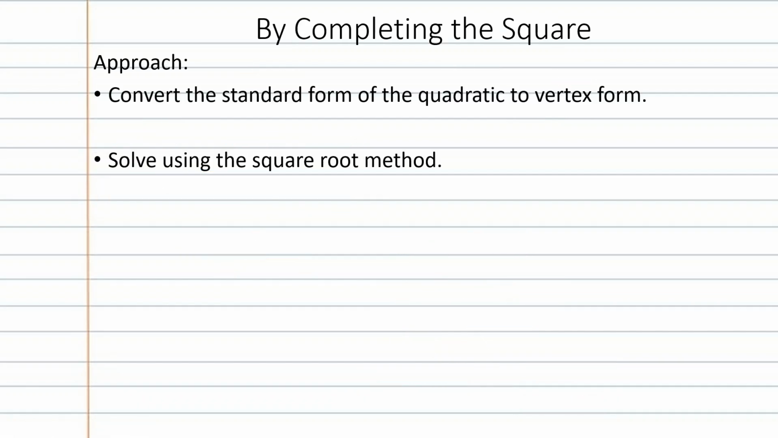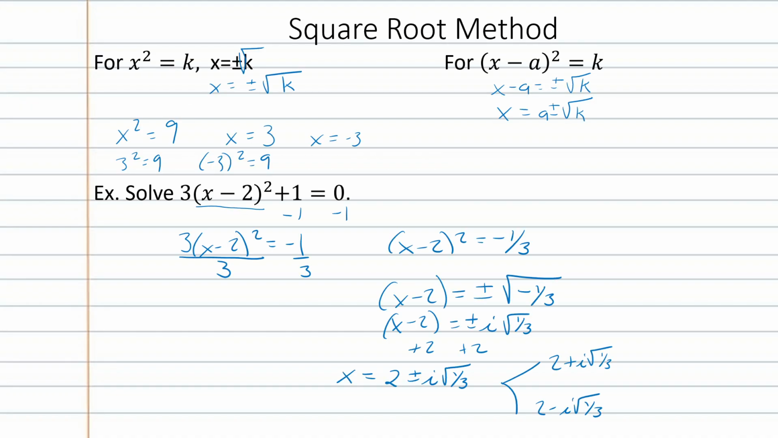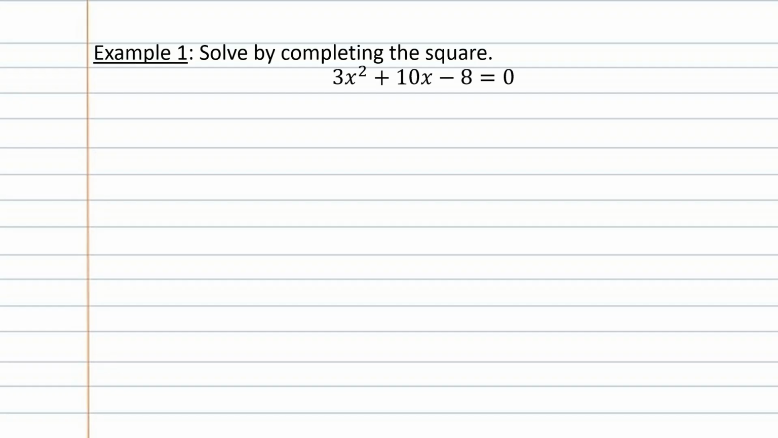All right? Now, what if we want to try to solve by completing the square? Well, what we're going to first do is convert the standard form of the quadratic equation to a vertex form like we did last lecture. And then we'll solve using that square root method because we'll wind up having something squared on the inside like we did in the last example. Okay. So let's look at 3x squared plus 10x minus 8. Let's try to complete the square on this one.